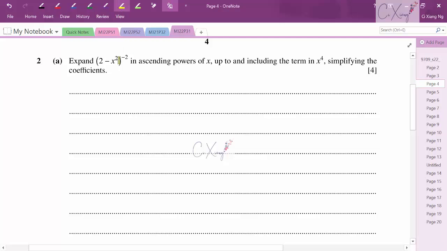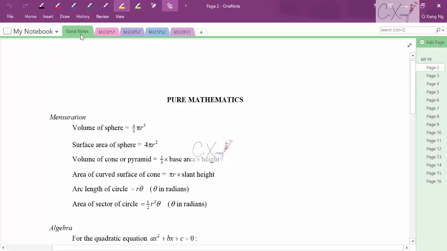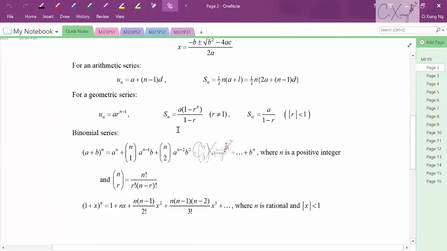Okay, so question number 2, they want us to expand this bracket in ascending power of x up to and including the terms in x power 4, simplifying the coefficients. Alright, so basically this is binomial expansion. And then for binomial expansion, we can apply the formula for the binomial series, where it is provided in the formula booklet. So under the formula booklet MF19, you can see that this is the binomial series formula that we can apply. Okay, where n is rational.